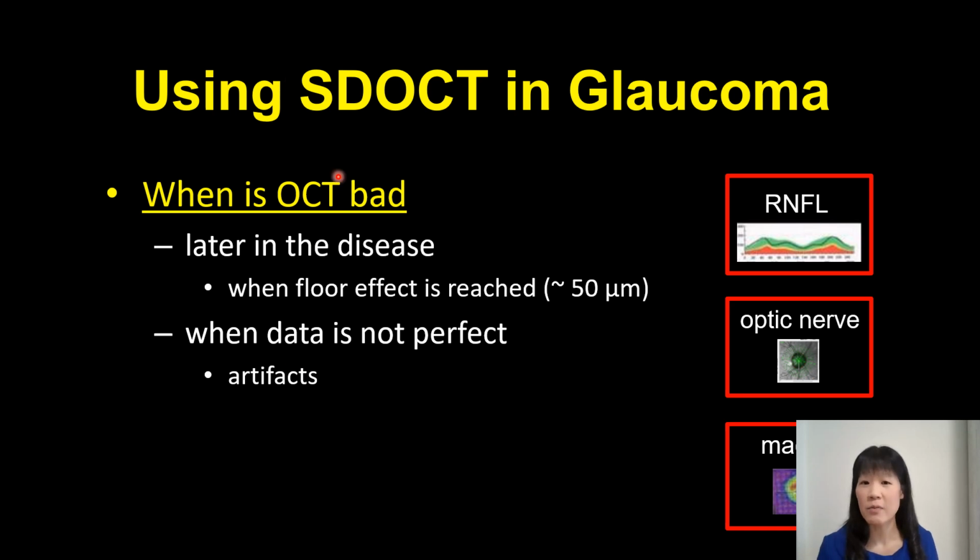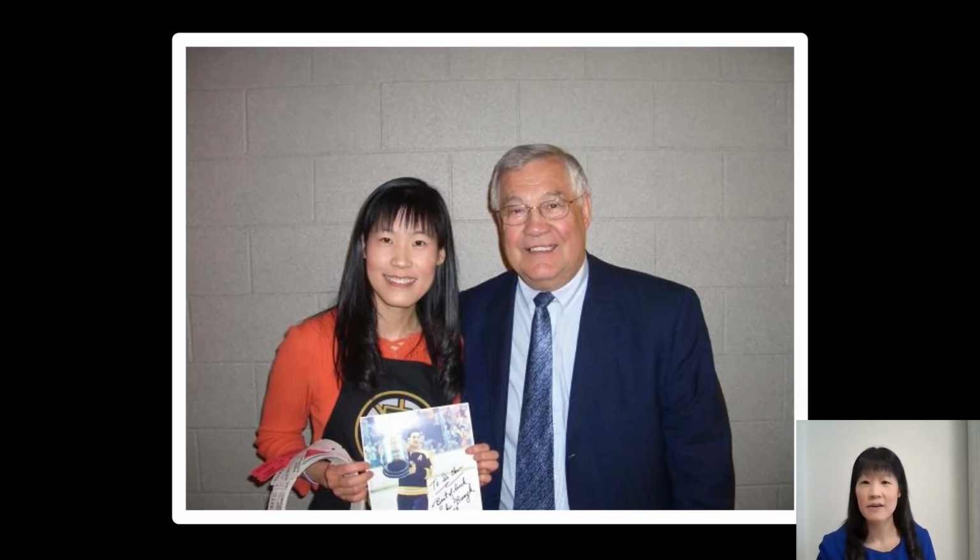So when is OCT bad? Well, obviously in late disease, when you have reached the floor for the nerve fiber layer thickness at 50 microns, or when we have a 0.9 nerve, the OCT can be stable and not very useful, then you really need to focus on the visual field data. And then, this is the cliffhanger, OCT is bad when you have artifacts. So this is the second segment of the OCT talk.